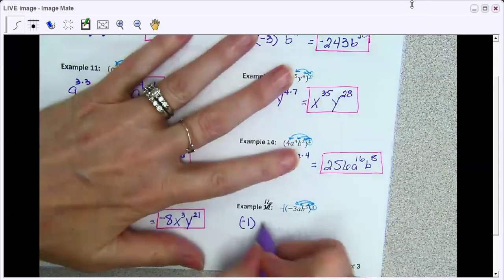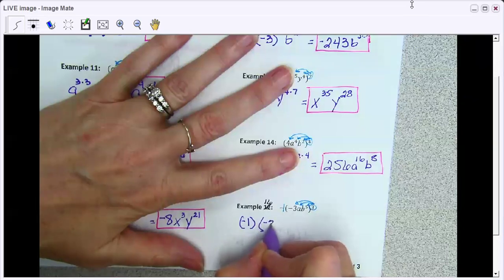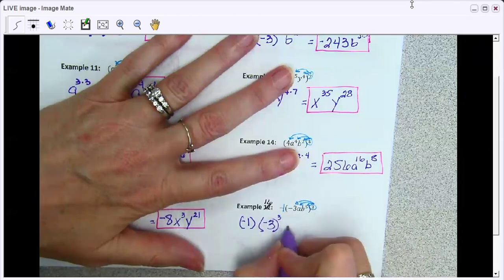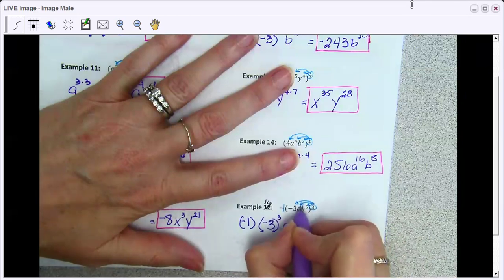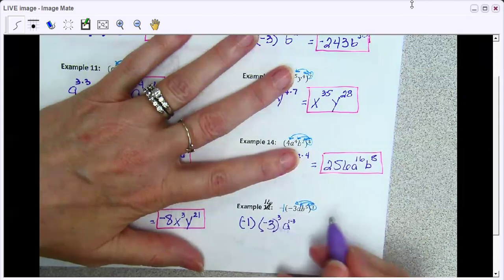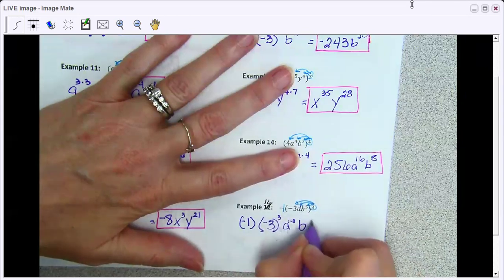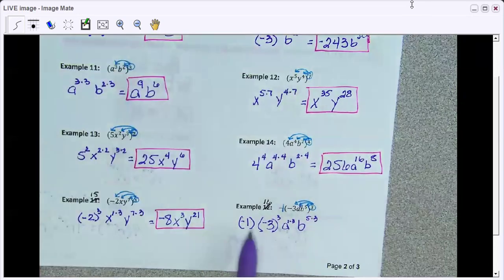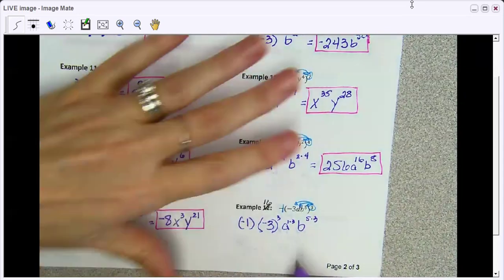So I have -3 raised to the power of 3. So the exponent of A is 1. So it's 1 times 3. You could eliminate that and just put 3 if you'd like. And then B to the power of 5 times 3. I'm going to leave my -1. I'm just going to bring it down.